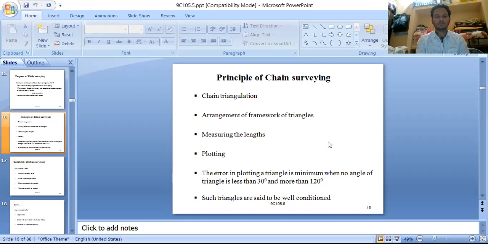The error in plotting a triangle is minimum when no angle of a triangle is less than 30 degrees and more than 120 degrees. Such triangles are said to be well-conditioned triangles. Any triangle in which the angles are between 30 and 120 degrees is said to be well-conditioned. For more accuracy, we need to arrange the triangles such that they are well-conditioned.